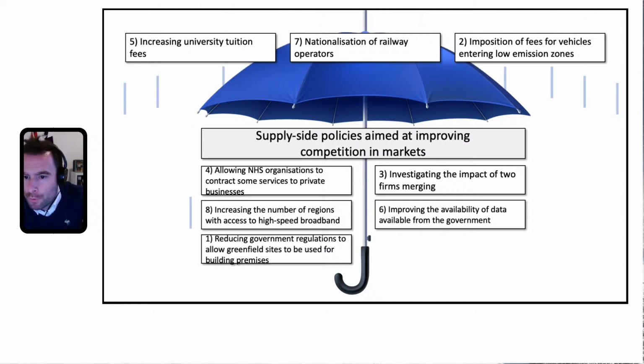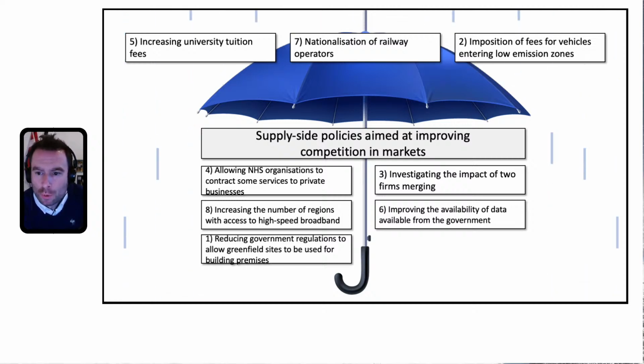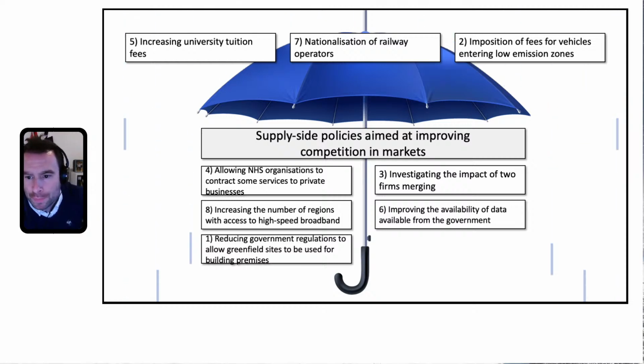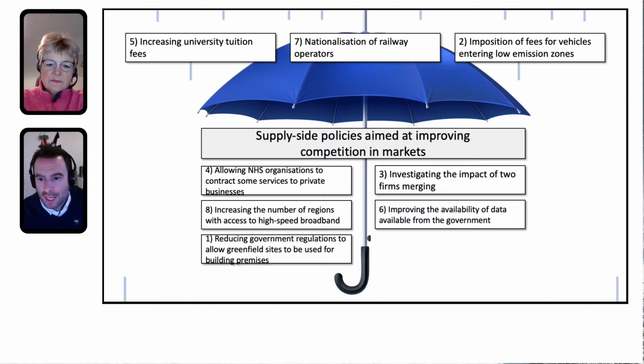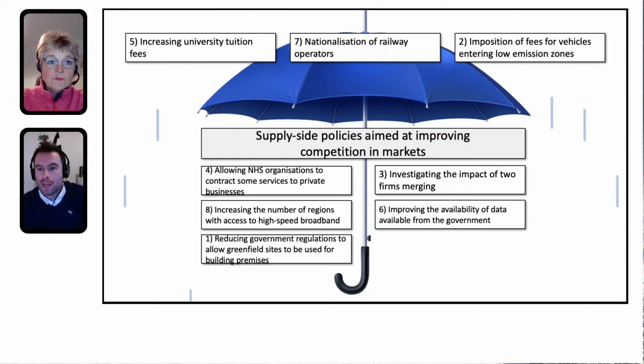So there's 3 other examples there that I'm not going to read through with you, but they're really good for taking away for your revision, like increasing the number of regions with access to high-speed broadband. Try to think how you could make some chains of reasoning to explain how and why they could increase competition. I'll hand you back over now to Nikki.